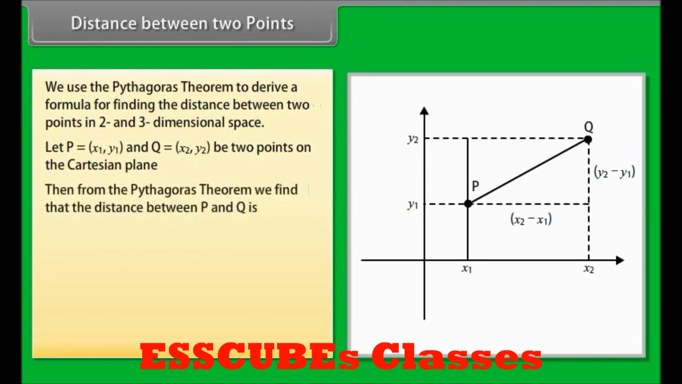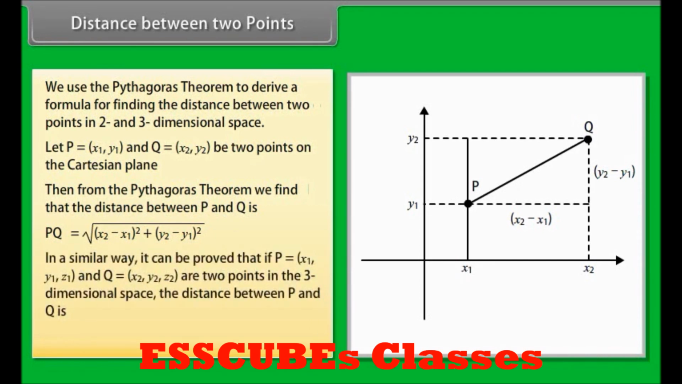Then from the Pythagoras theorem, we find that the distance between P and Q is PQ = square root of (x2 - x1)² + (y2 - y1)².